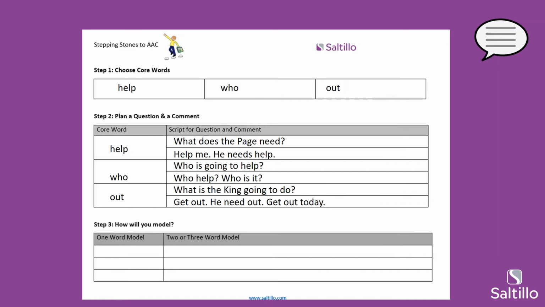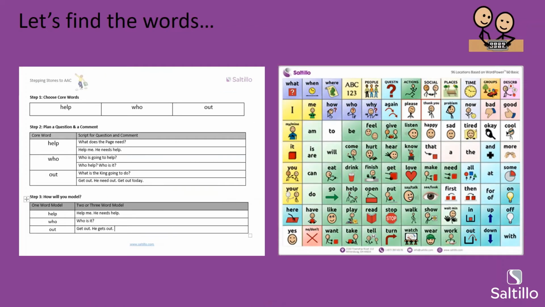So now we're going to find those words on our low-tech board. We're going to find help, who, and out. And again, we picked words that are on our low-tech board. If you feel more comfortable choosing words that are on your child's device, you can do that as well. A lot of these core words are on our low-tech board. It's a quick, easy way for you. You can carry it around, especially in the summer. If you're out at a pool or near water, you can carry that around with you.